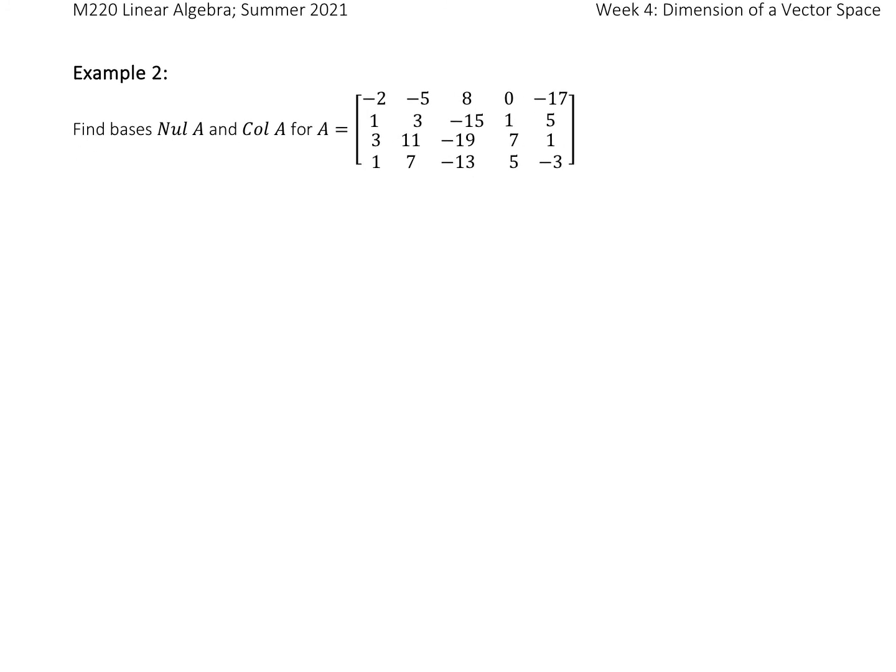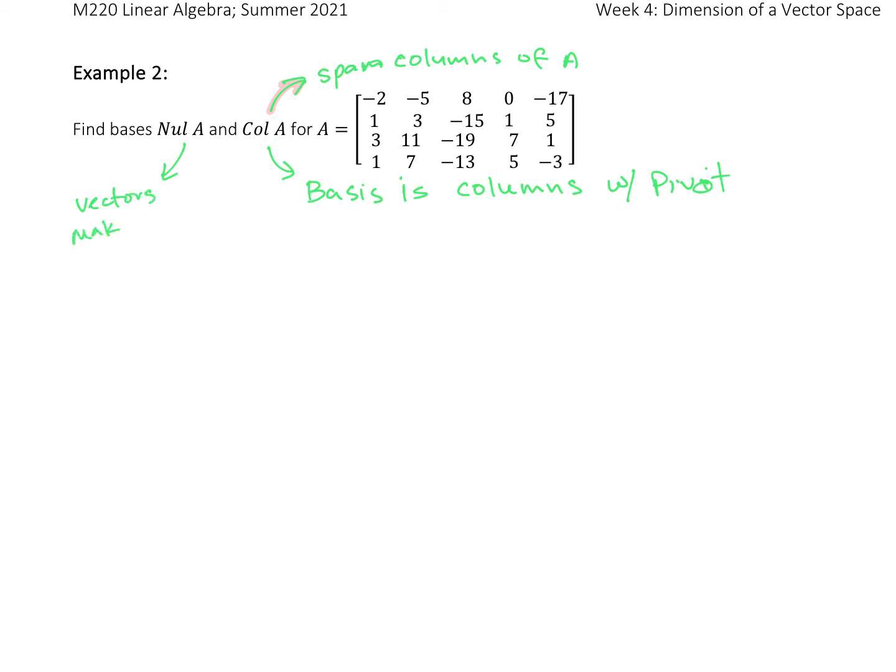So again, the column space of A is the span of the columns of A, and the basis is the columns with a pivot, the pivot columns. And the basis for the null space of A is the vectors that make up the parametric vector form of the solutions of AX equals 0.